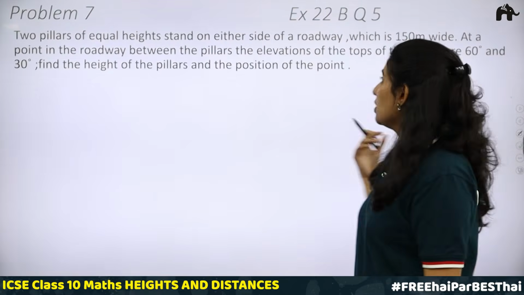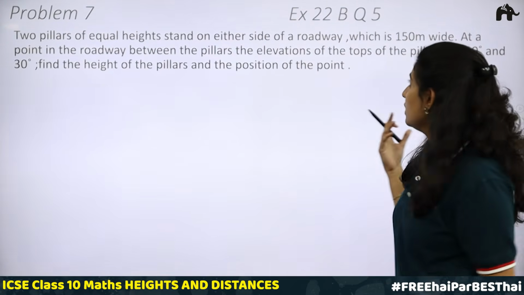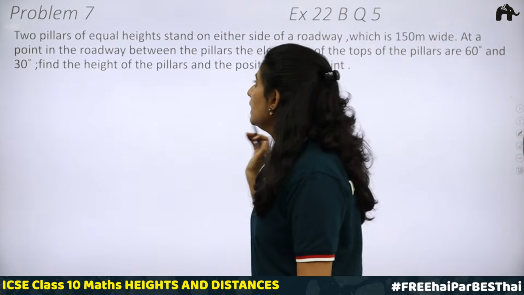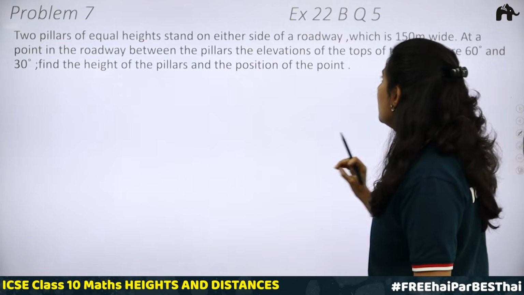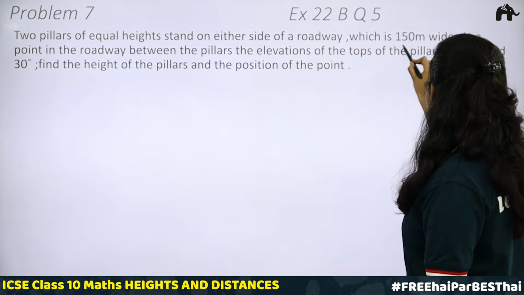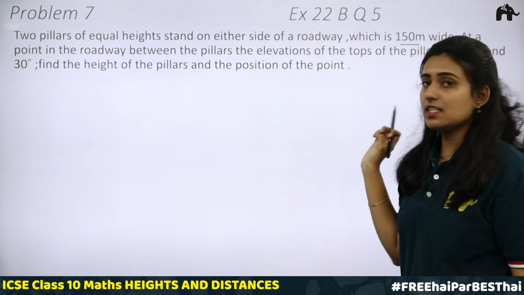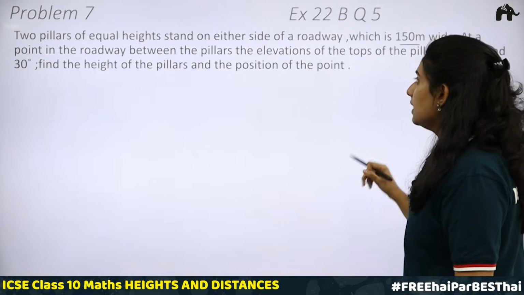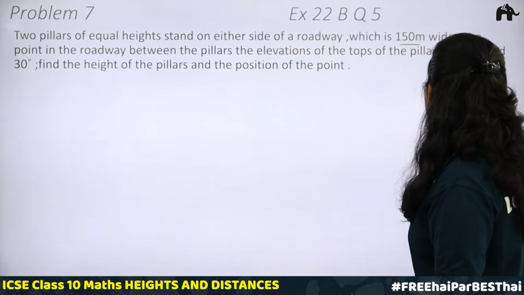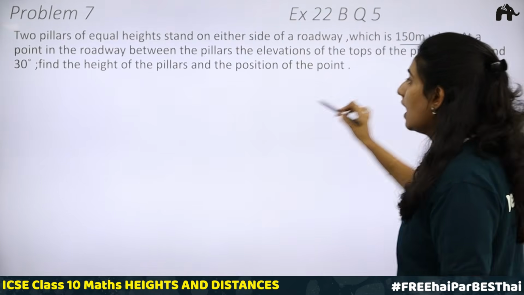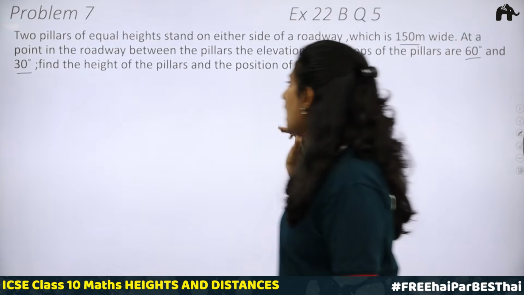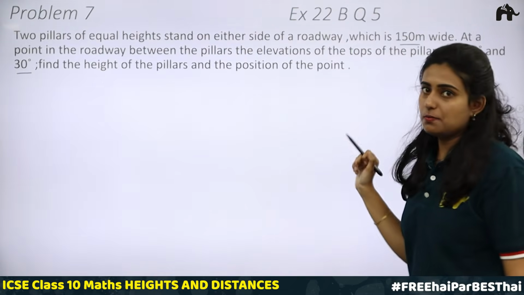Okay. Next, problem 7, question 5 of exercise 22B. Two pillars of equal height stand on either side of a roadway which is 150 meters wide. At a point in the roadway between the pillars, the elevations of the tops of the pillars are 60 degrees and 30 degrees. Find the height of the pillars and the position of the point.